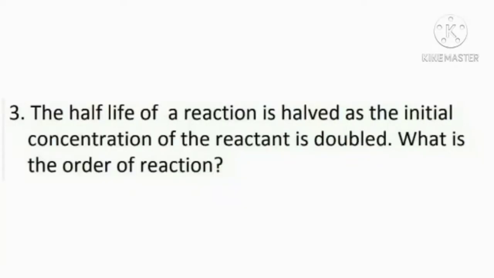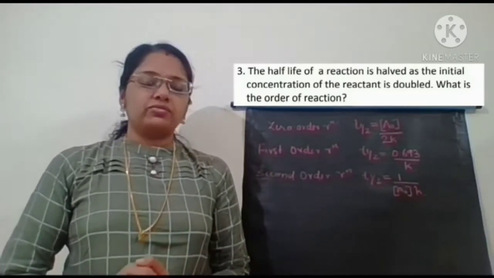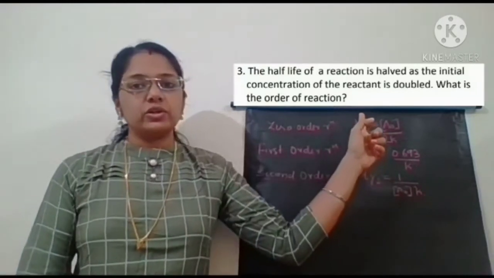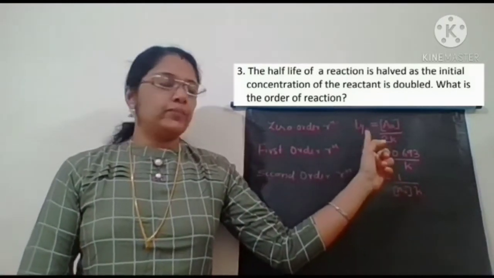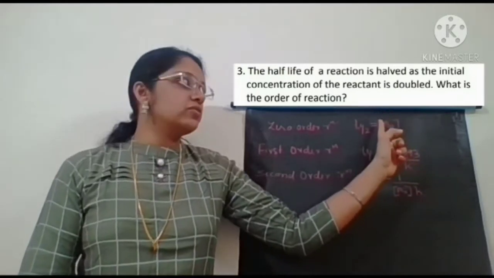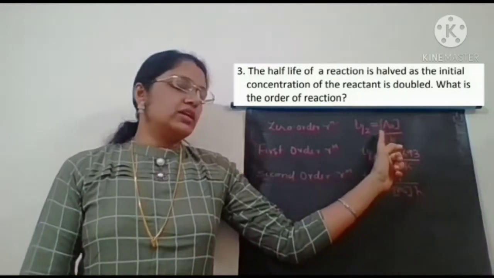So coming to the third question, that is, the half-life of a reaction is halved as the initial concentration of the reactant is doubled. Then what is the order of the reaction? So in this question they are asking the order of the reaction based on the t half. For a zero order reaction, t half is found to be A₀/2K. That means t half is directly proportional to the initial concentration of the reactant and inversely proportional to the rate constant of the reaction.